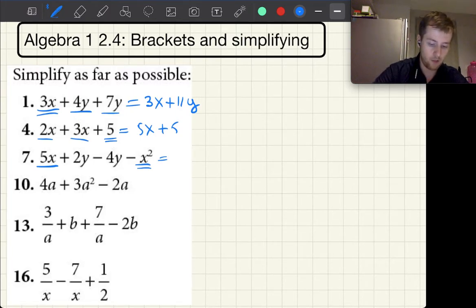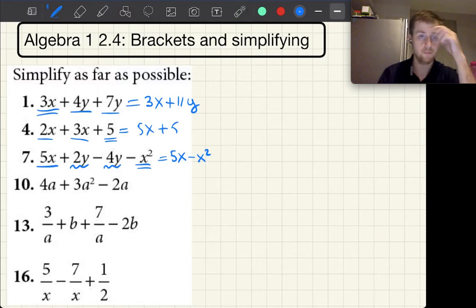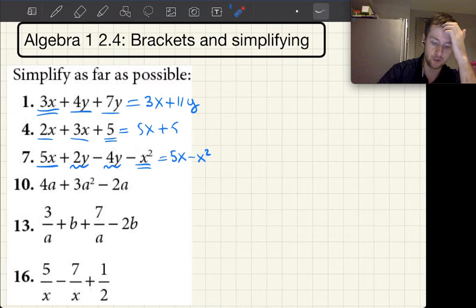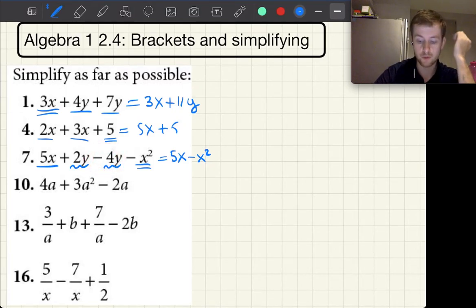And for y we can probably make this wavy underline, why not? So we have 5x, there's nothing else like it. We have minus x squared, and then 2y minus 4y. Remember, this minus belongs to 4y, so it's minus 4y. So 2y minus 4y equals minus 2y, like this.